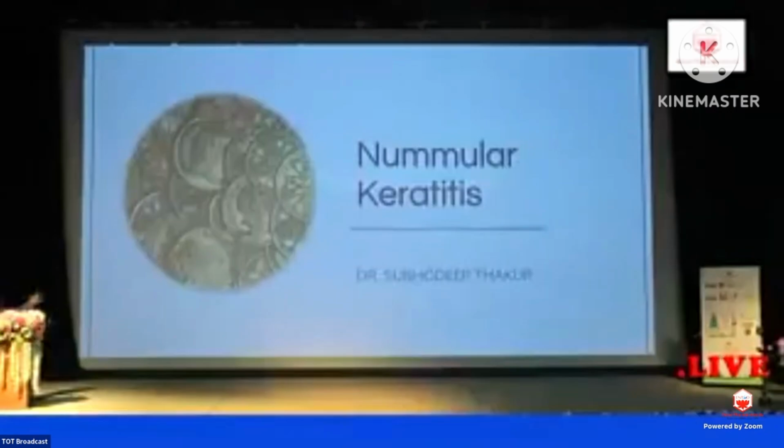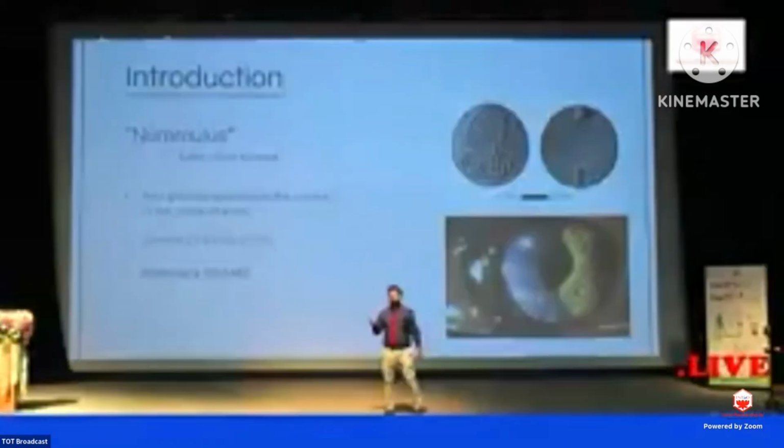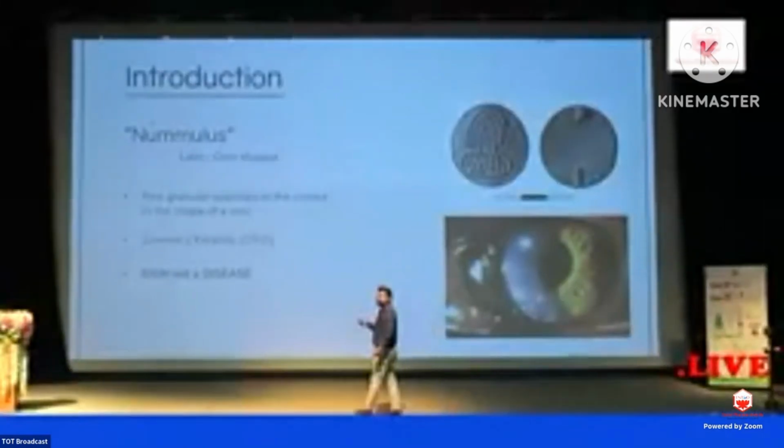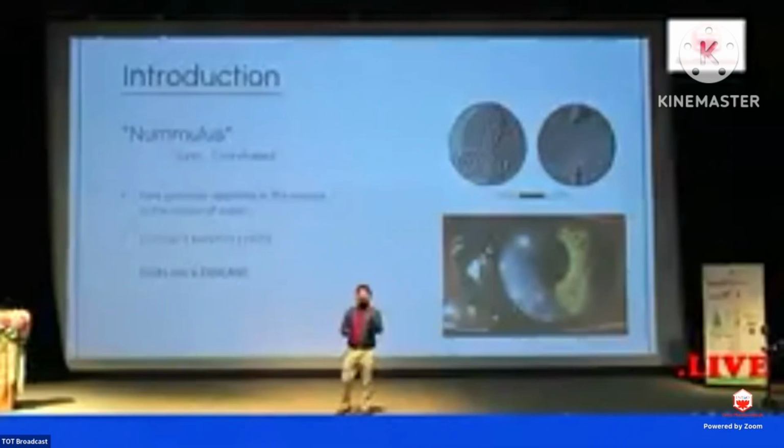Good morning, class. So let's start about nummular keratitis. Derived from the Latin word nummulus means coin shape. These are fine granular opacities described by Dimmer as Dimmer's keratitis. Please note that this is a sign and not a disease.